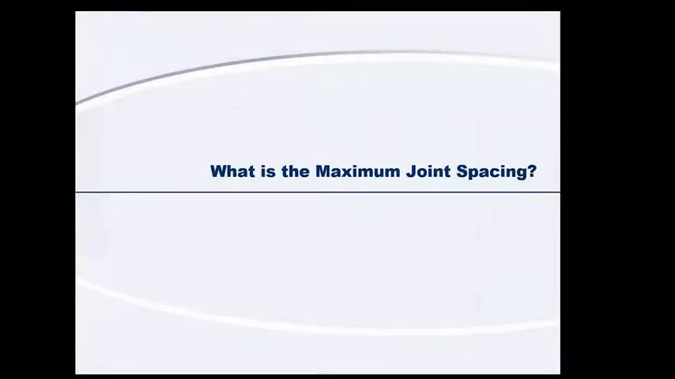All right, so now we know our different types of joints, and I've mentioned quite a few times now that our joint spacing is typically somewhere between 14 and 20 feet. Well, how did we arrive at that? How did we get to maximum joint spacing? What's really ingrained in that?